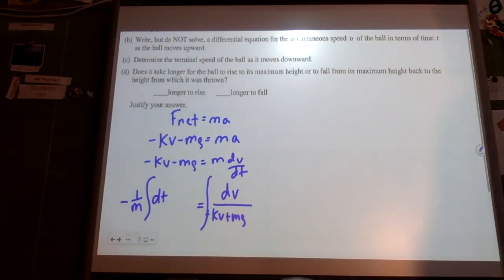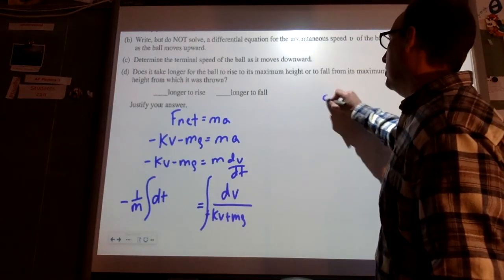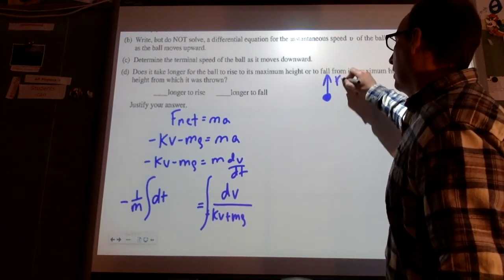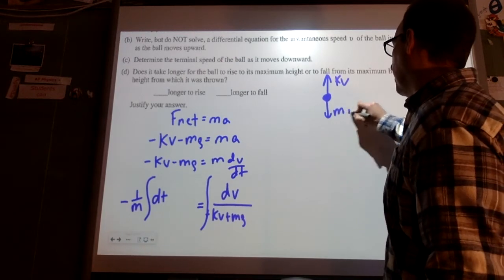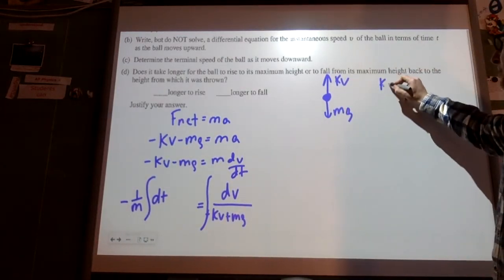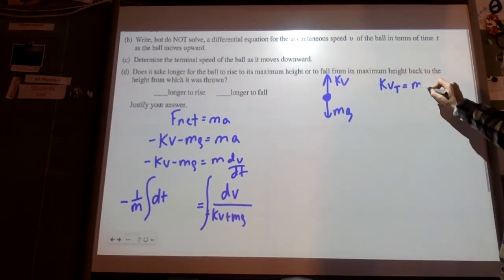Determine the terminal speed of the ball as it moves downward. So when it goes down, our air resistance is going to switch. Our terminal velocity is going to be when the force up equals the force down.